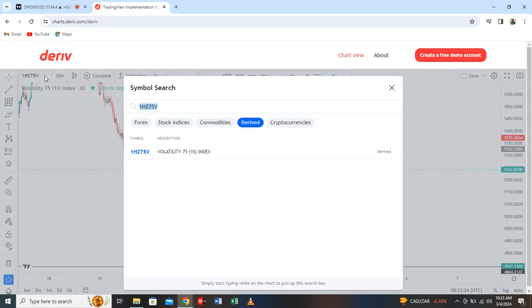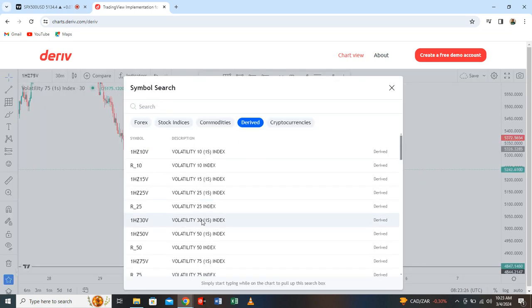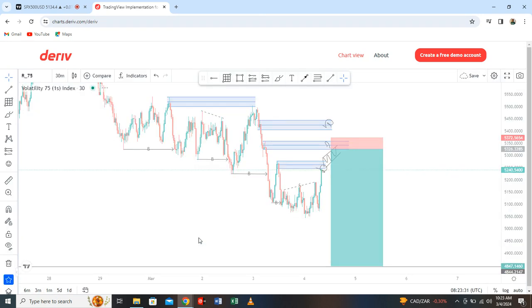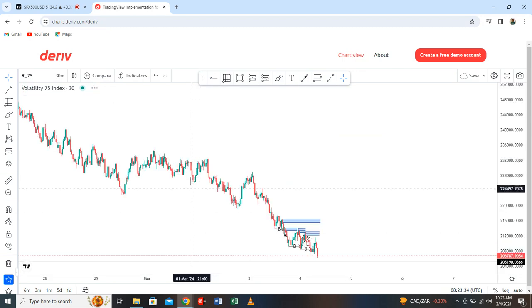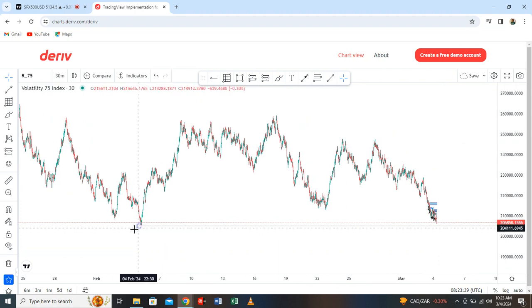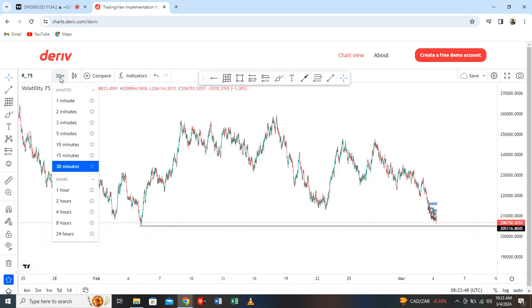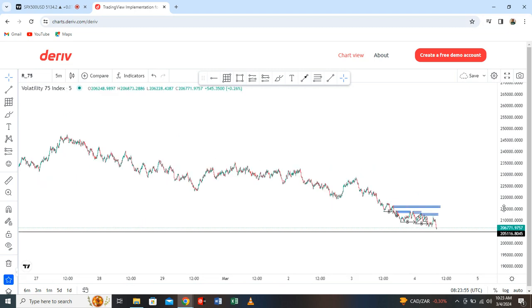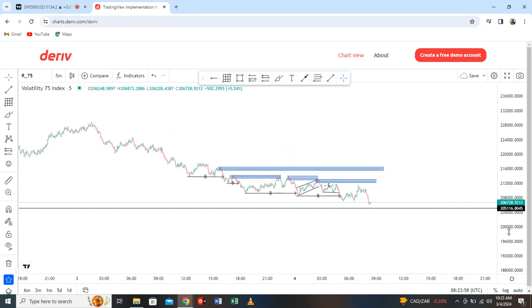So I think the next pair that I'm gonna look at is gonna be VIX 75, VIX 75 being the one which is most liked in this industry, guys. Again, this one is straightforward, guys. I marked this low here just to indicate that the price needs to fill this gap over here. So right now we're on our 30 minutes time frame. This one, guys, is very volatile, so we mainly focus on those small time frames like 5 minutes, 10 minutes, and 15 minutes.